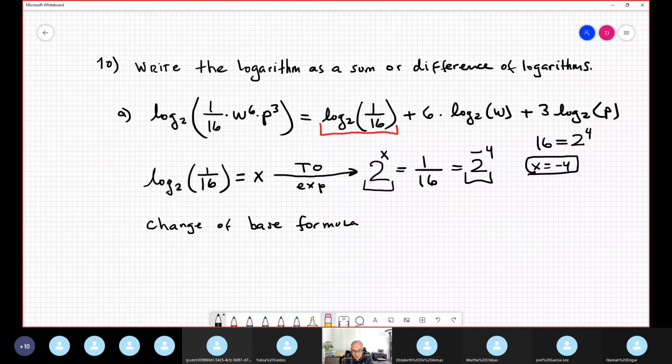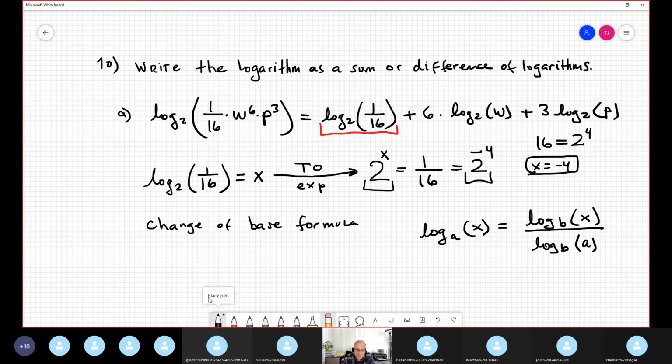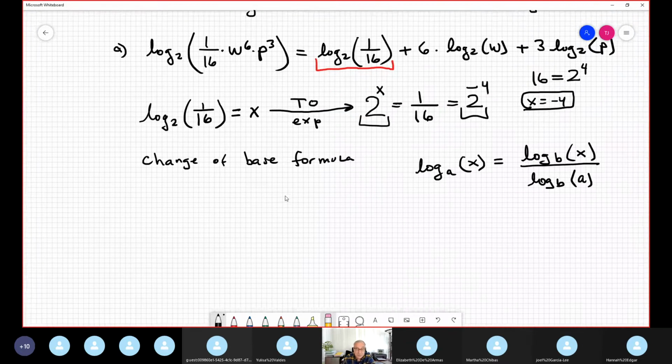The change of base formula says, I want to copy the formula. The logarithm of any arbitrary, non-standard base b of x is equal to the logarithm of another base, maybe a standard base, of the same number divided by the logarithm of b in that base. This is the formula.